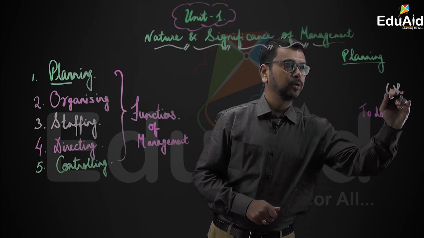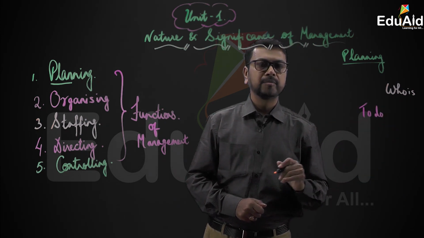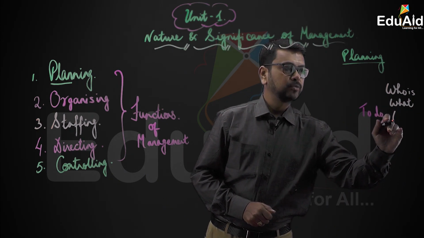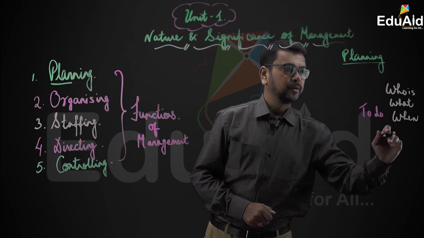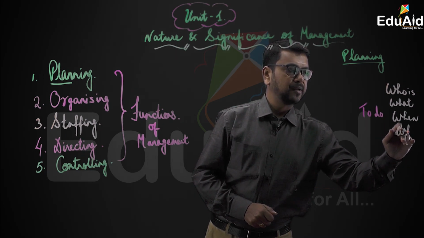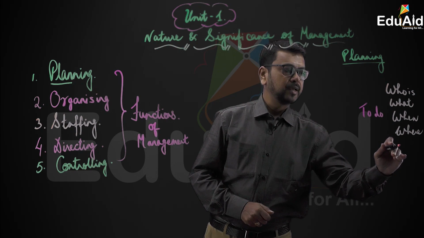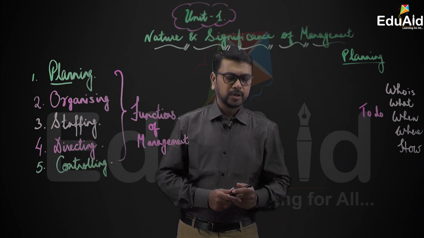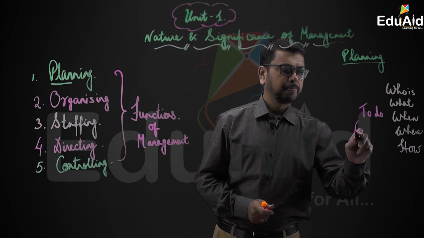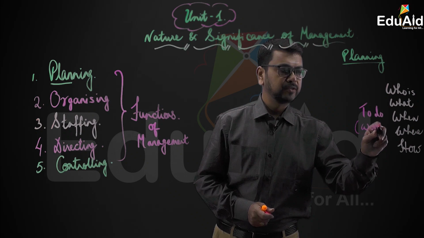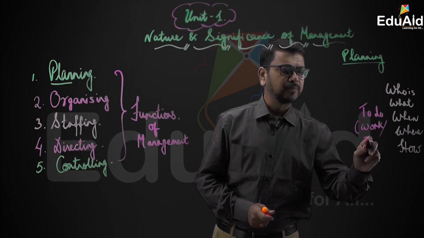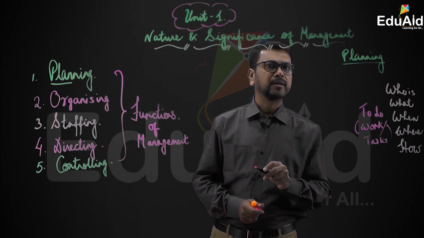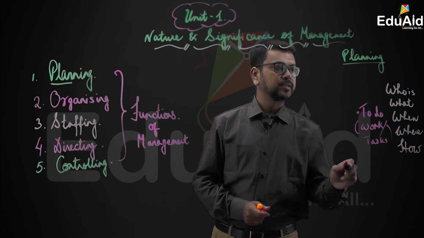Who is to do it? What is to be done? When is to be done? Where is to be done? And how it is to be done. To-do signifies the work that needs to be done: tasks, activities to be done. Okay, that's your to-do list.